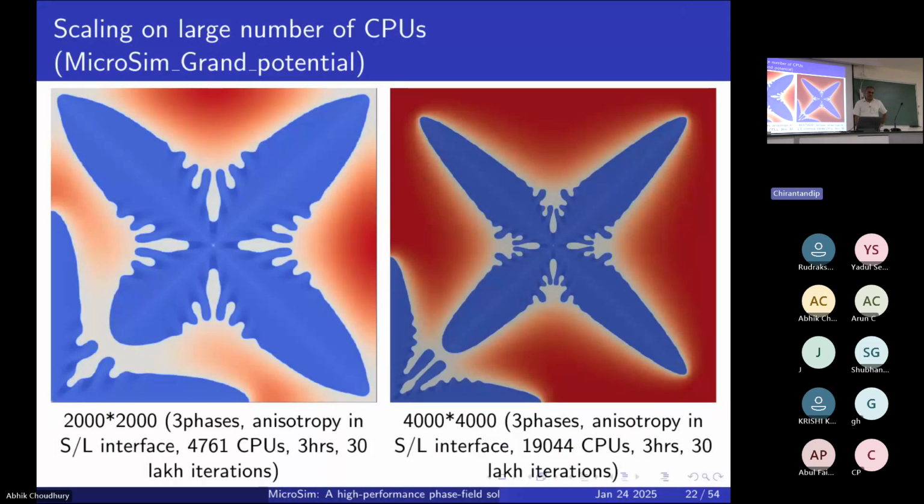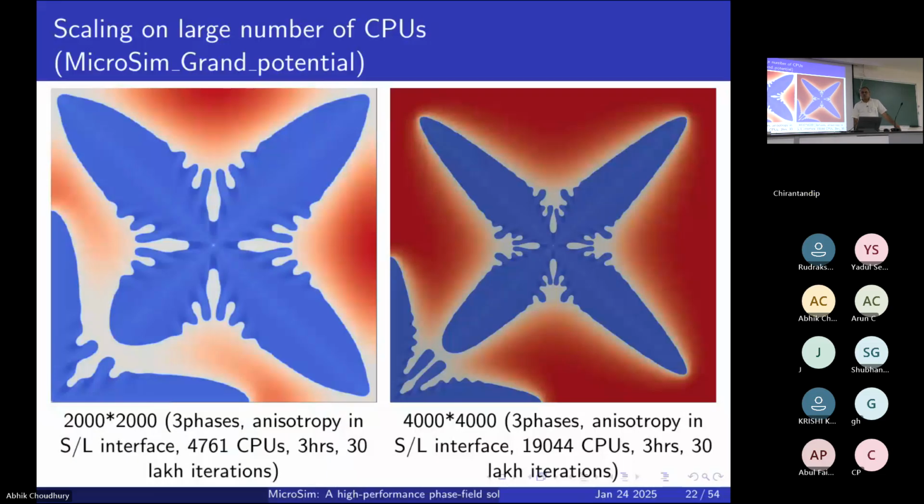And the scalability of this solver also has been shown. This was done on Param at IISc on a day when the entire cluster was available. It was done using 4761 CPUs and it's a big domain, 2000 times 2000 points. So the left side simulation is done in 3 hours, and on the right hand side you have the domain with 2 by 2, 4 times the different spaces. And you can see that when we use 4 times the number of CPUs, the computation time remains the same.